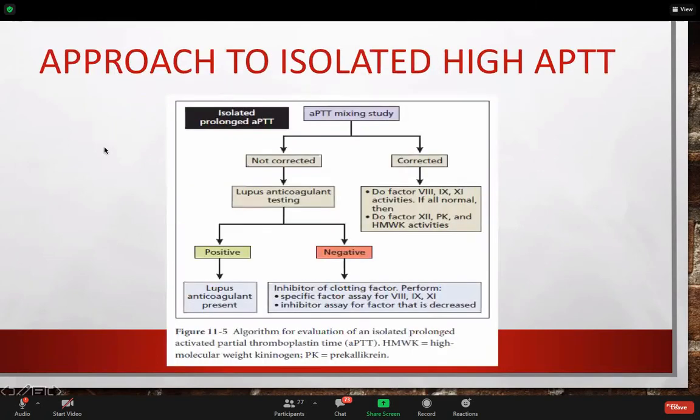Okay, so we go back to this patient. We do the APTT, okay, and we see if it is corrected, that means she has a deficiency. If it wasn't corrected, we do what we call a lupus anticoagulant test. This is one of the inhibitors, one of the antibodies. If it is positive, that means she has lupus anticoagulant. If it is negative, maybe she has inhibitors to specific factors like factor 8, factor 9, factor 11. Why are we focusing on those factors? Because those are the intrinsic pathway factors.